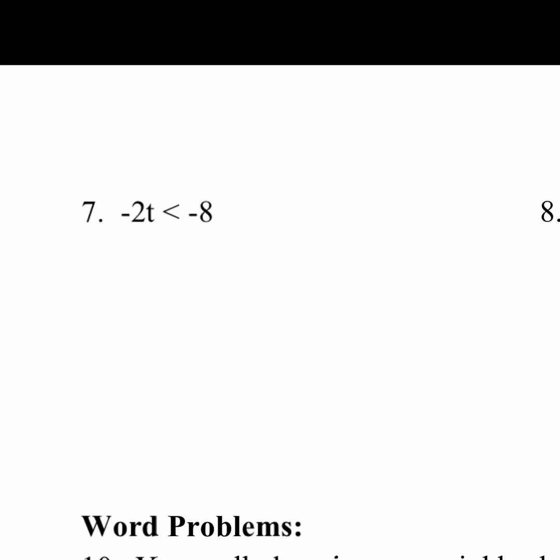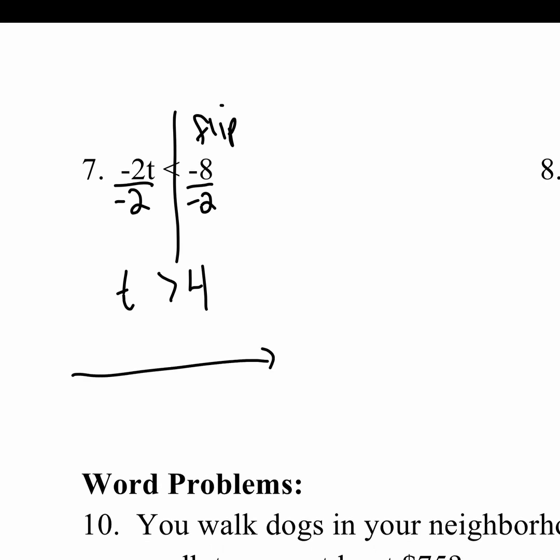Okay, number 7 should have divided by -2. So you get t, flip that sign, is greater than 4. Open circle. Whoops. Numbers that are greater than -4 happen to the right.